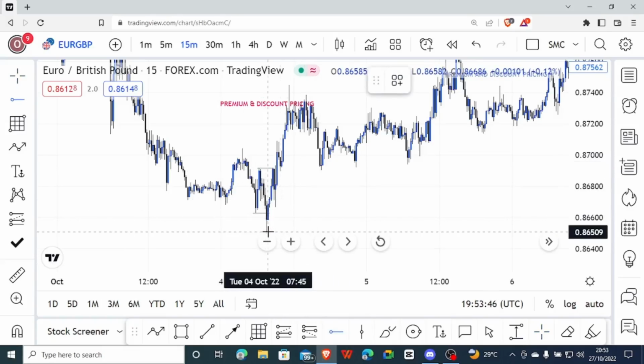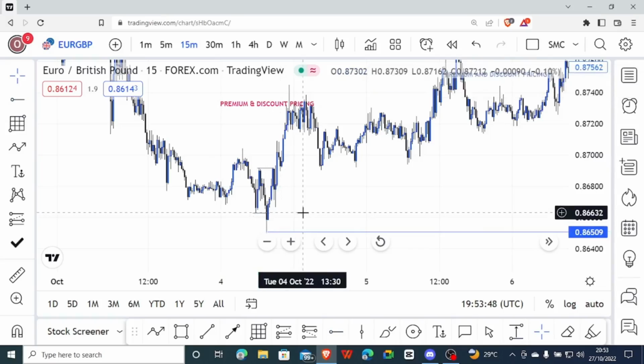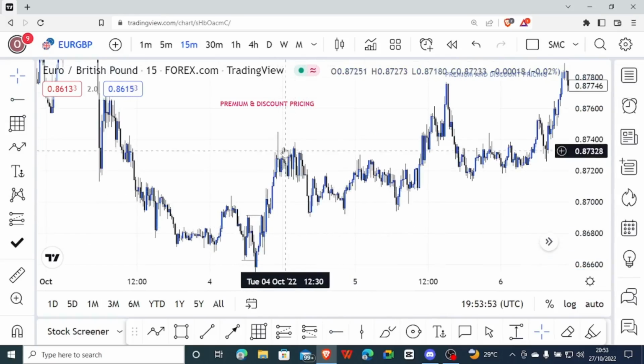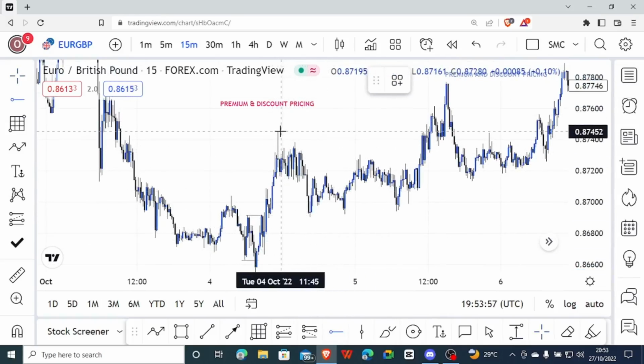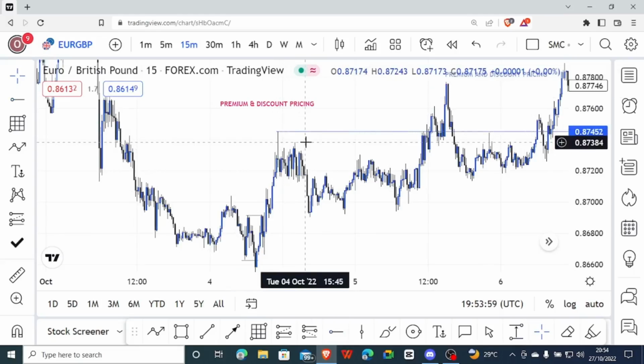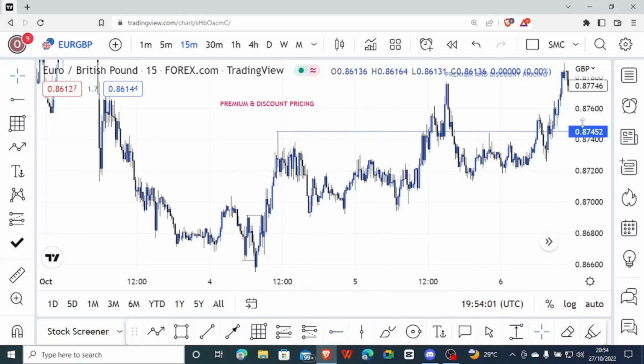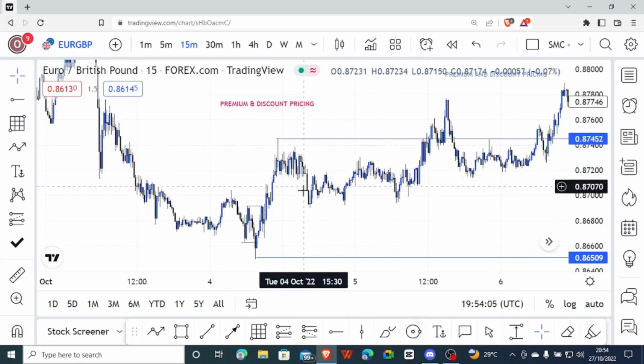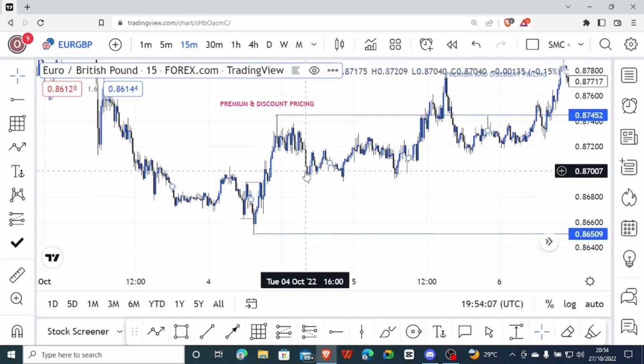Very simple structure concept. That's your low. Where is your high? Like I said to you, this is not your high, this is your high in the market. So you pick your horizontal line and place it on that high. So meaning that your trading range now is between this low and this high. That's your trading range.